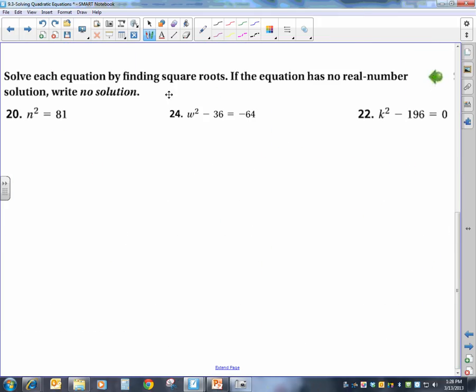Solve each equation to find square roots. If the equation has no real number solution, write no solution. Okay? Remember, the key to these problems was to make sure that you isolate your squared term. So that's your x squared, your n squared, your w squared, your k squared. Whichever term is squared, you want to get it by itself. And once it is by itself, you take the square root of both sides. So I have n equals plus or minus 81.